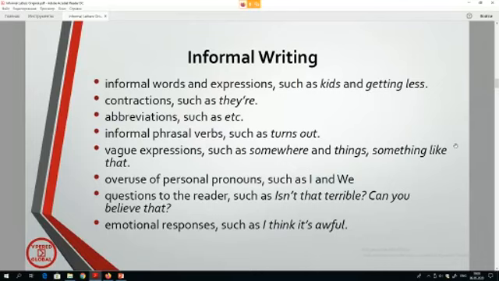Informal writing is represented through informal words and expressions, contractions which are used in writing, abbreviations, informal phrasal verbs, vague expressions such as somewhere, things, something like that, and many others. We can also see the overuse of personal pronouns, so all sentences are used with I or we. There are also questions to the reader, such as, isn't that terrible? Can you believe that? And of course, emotional responses, such as, I think it's awful, it's unbelievable, or the experience was unbelievable, something like that.